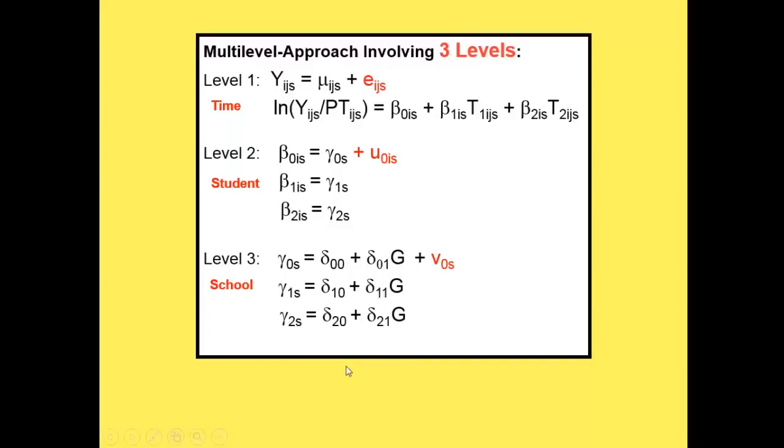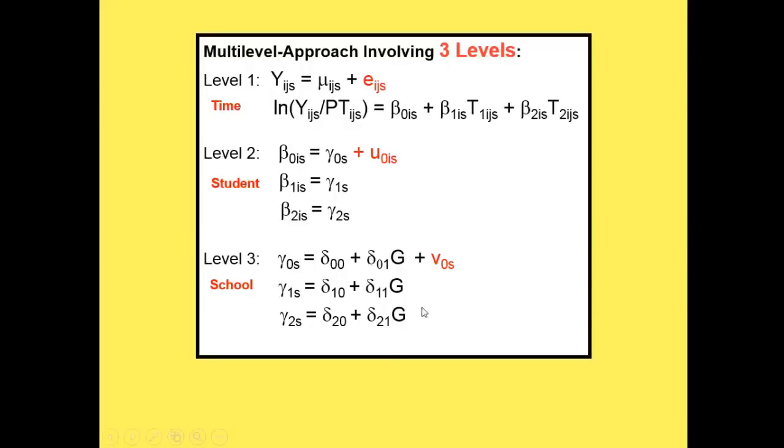Now, one thing you notice about what I've done here is I put U0IS, but what did I leave out here? This would be U1IS. And this would be U2IS, right? I didn't put in 2 U's over here.